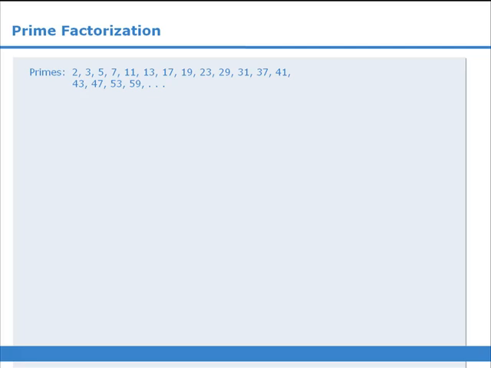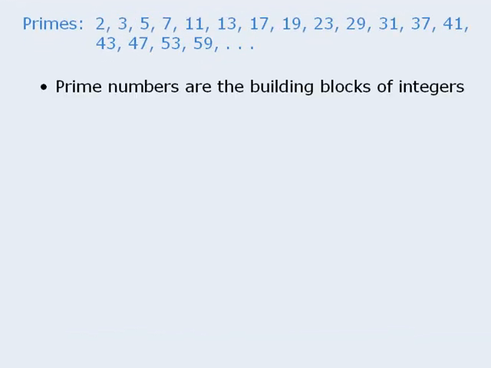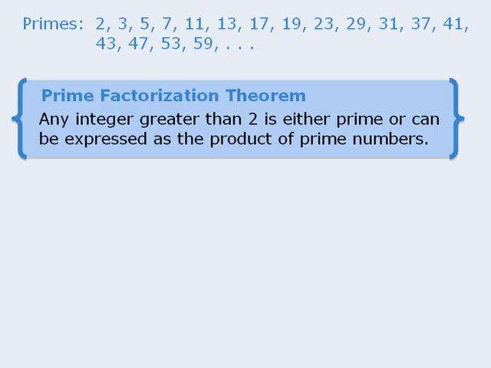In the last lesson, we examined prime numbers. During that lesson, I suggested that prime numbers are the building blocks of all integers. Now, the meaning of that statement is best illustrated by the following theorem. It says that any integer greater than 2 is either prime or can be expressed as the product of prime numbers. So, for example, 21 can be expressed as 3 times 7, where 3 and 7 are both prime numbers. We call this the prime factorization of 21.